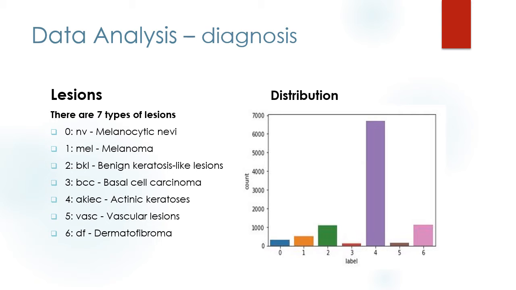First, let's look at the target variables and see that there are 7 types of lesions: melanocytic nevi, melanoma, benign keratosis-like lesion, basal cell carcinoma, actinic keratosis, the most prevalent lesion in the data set, as you can see, number 4 there, vascular lesions, and dermatofibroma. We also see we have an imbalanced data set, which isn't unusual, but it's something we're going to have to deal with later in the project.